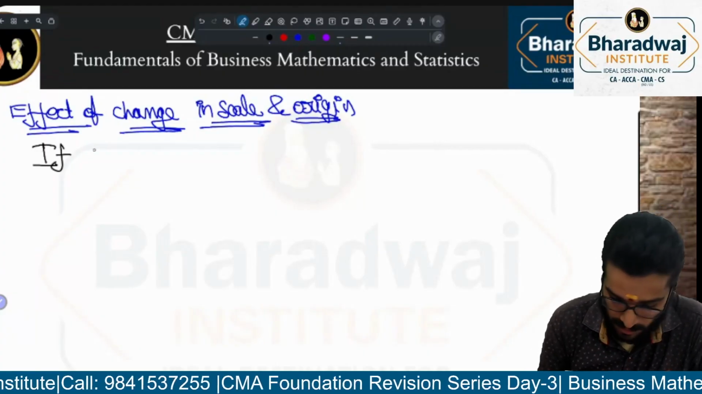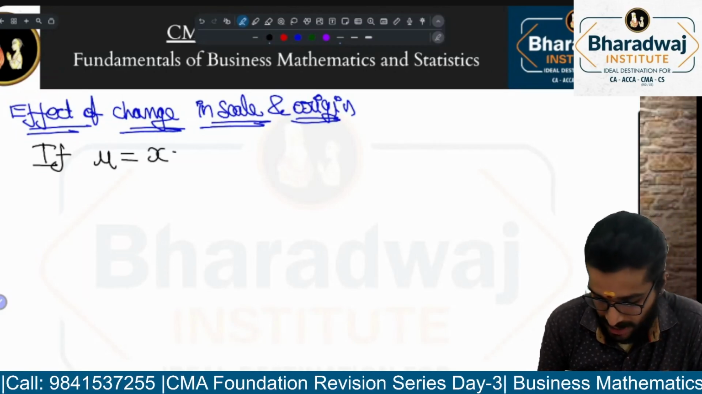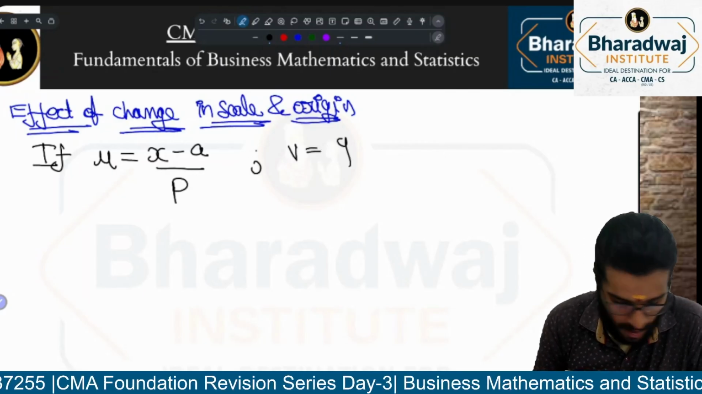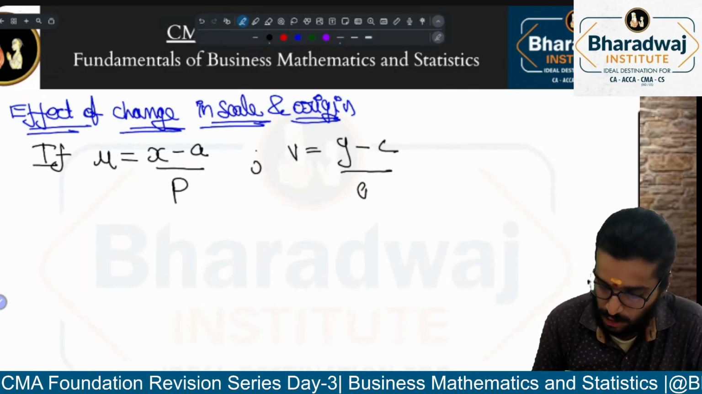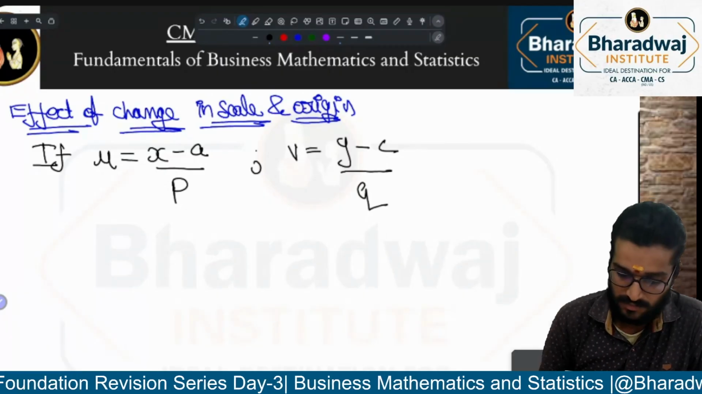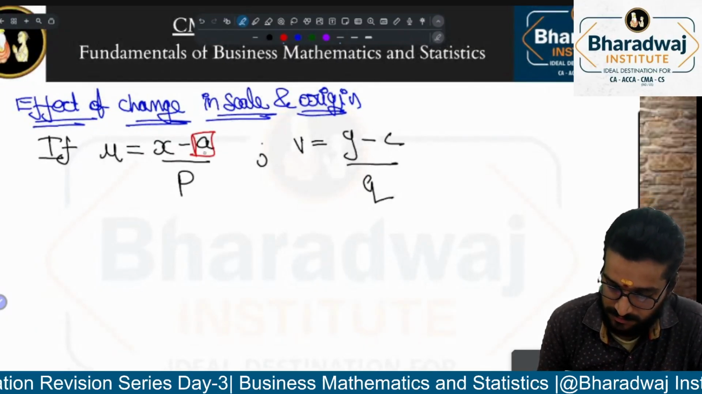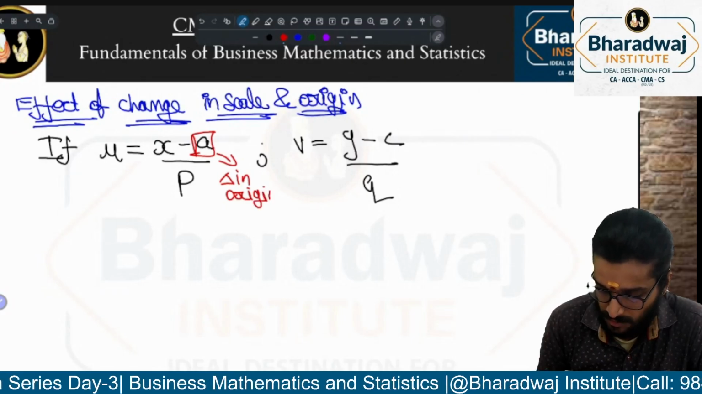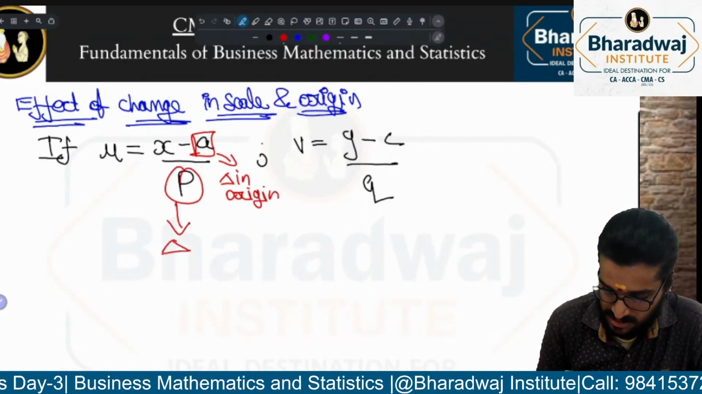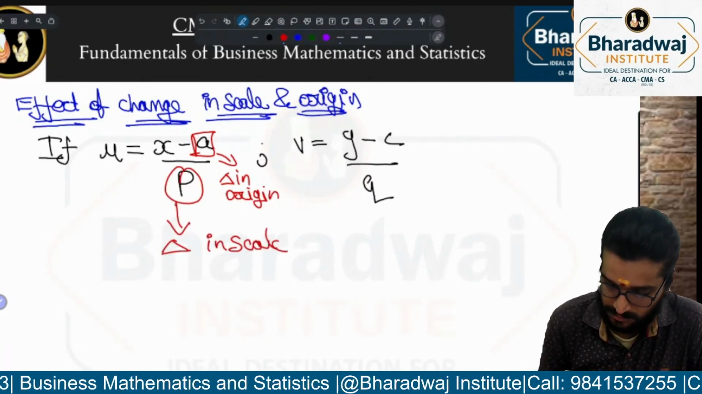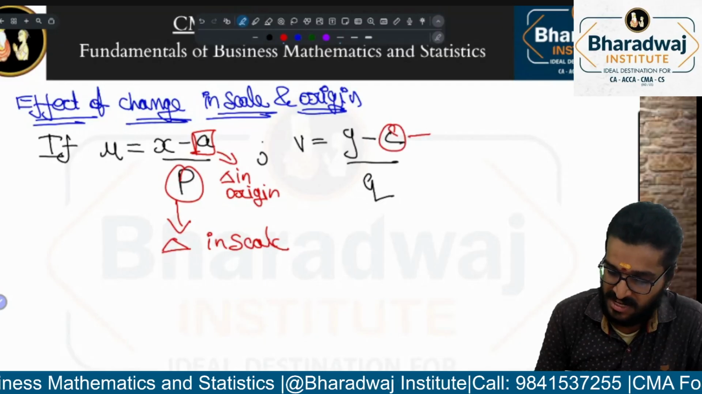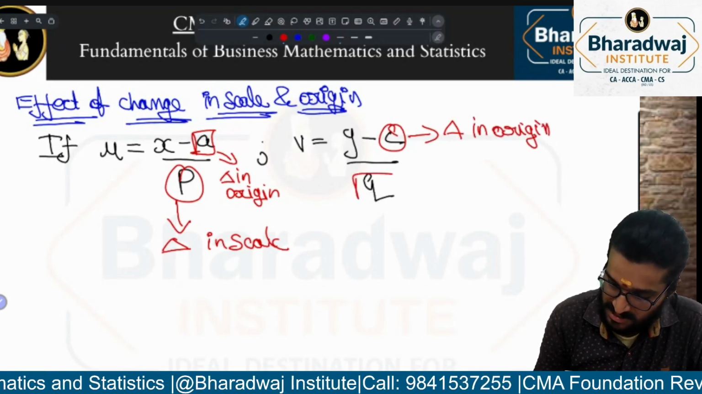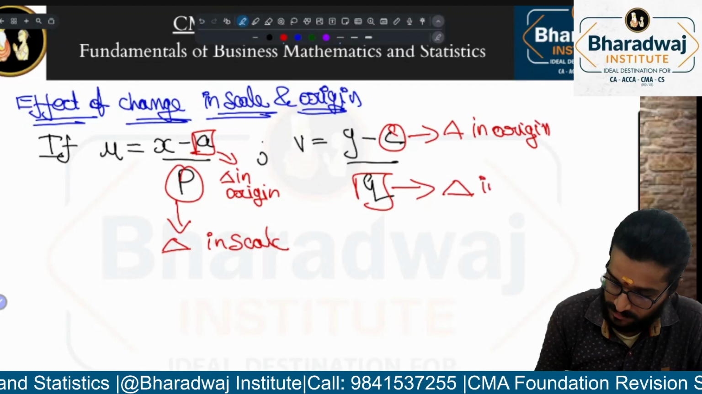If you write u equal to (x minus a) by p and v equal to (y minus c) by q, what's this? Change in origin. What's this? Change in scale. Similarly, this is change in origin, and this is change in scale. Yes or no?